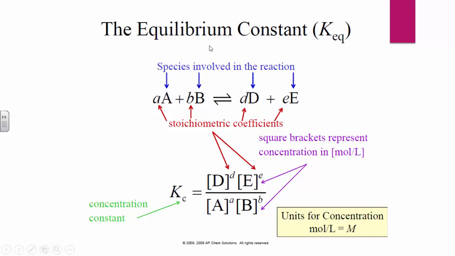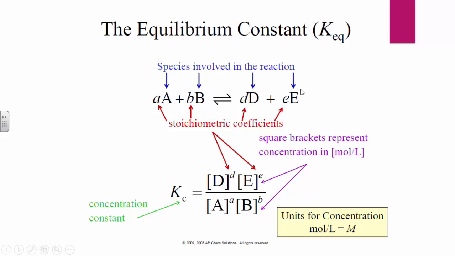So if we have our reaction here, where the lowercase letters are your coefficients from your balanced equations, and the uppercase letters are your reactants and your products, what you do is we take brackets to represent concentration, and we'll talk more about concentration later on. But what you need to remember here is that you always put the products over reactants, and you always raise the power to whatever the coefficient is.